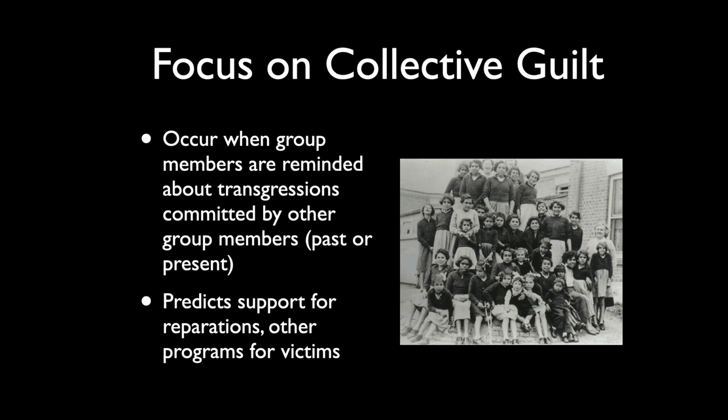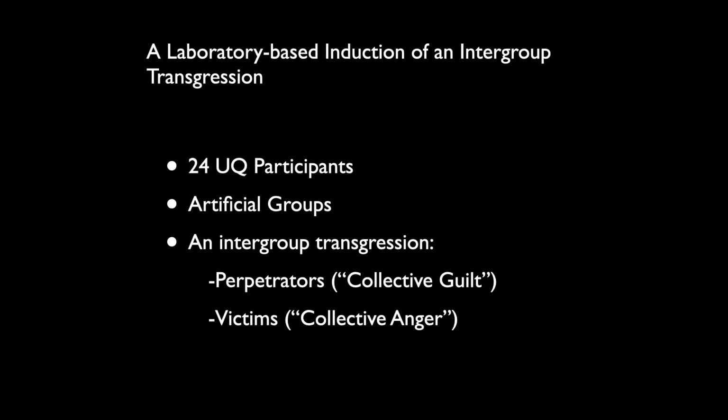So what did Marty want to do? Well, he wanted to create an artificial situation where people could feel collective guilt, where he could create this in the lab. Now, he only had 24 participants, and unfortunately, Marty didn't have very much time to run this study for his thesis, so he ended up having a pretty small n, so there's not a lot of power here.